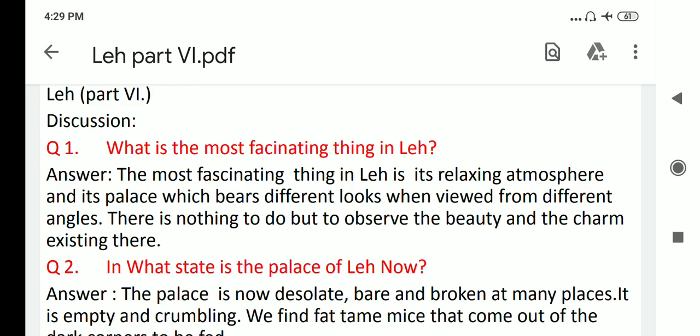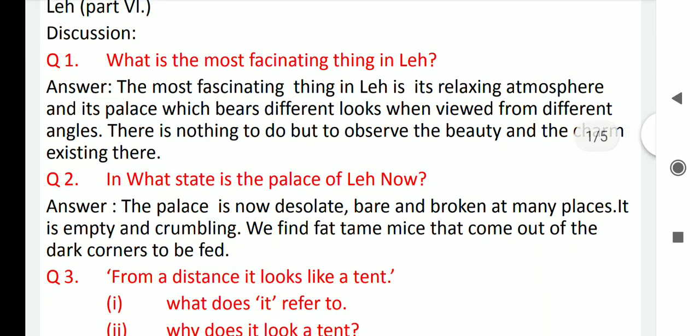The most fascinating thing in Leh is its relaxing atmosphere and its palace, which wears different looks when viewed from different angles. There is nothing to do but to observe the beauty and the charm existing there, right? In what state is the palace of Leh now?